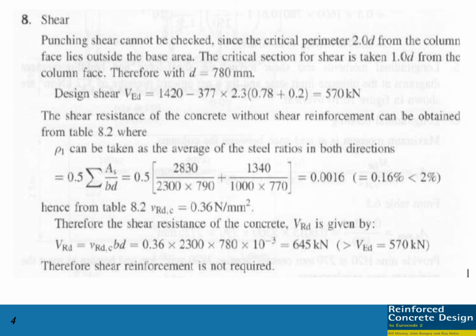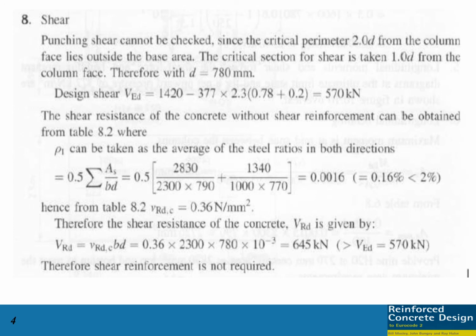Okay, and then after that we need to calculate the VRD. VRDC is the shear resistance of the concrete without shear reinforcement. Okay, can be obtained from table 8.2. First we need to get the average steel ratio. So from the previous calculation we have the area of steel 2730, okay, and then 1340, and also we have the BD here, and then we have the steel ratio is 0.16%, so less than 2%. So from this table 8.2, the VRDC is 0.36 Newton per square mm, and then we can get the VRD is VRDC multiplied by BD.